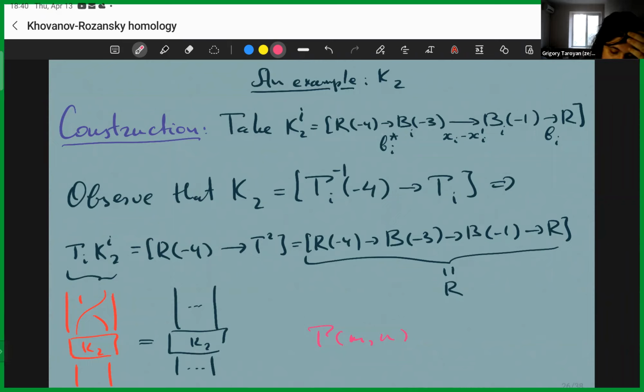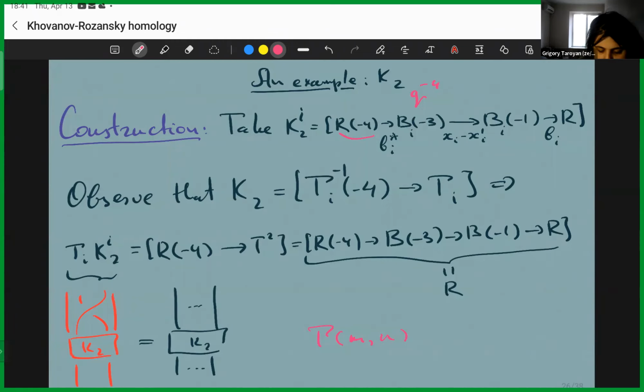So observe the explicit form of this complex. Sometimes I denote gradient shifts by multiplication, and sometimes I explicitly write that we shift by a certain degree, but it's to be understood that when we write it like this, it means that we multiply by, for example, Q to the power minus 4, and so on.